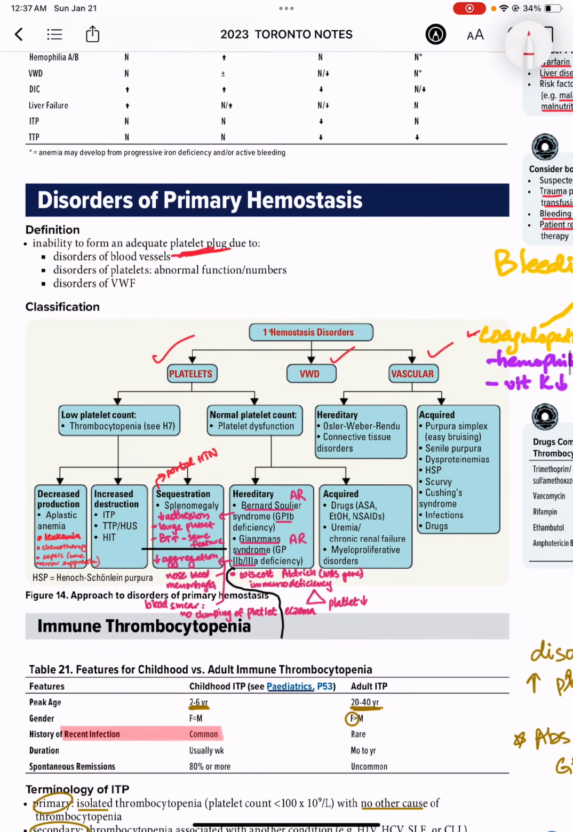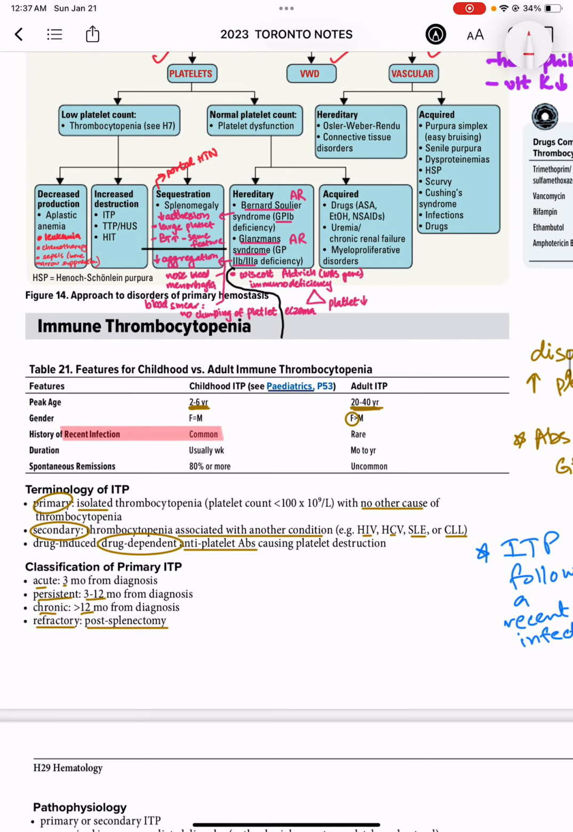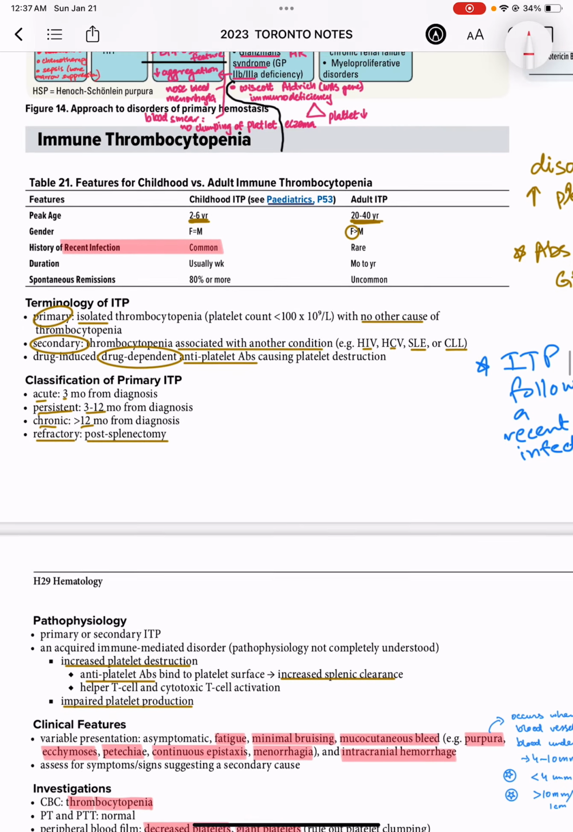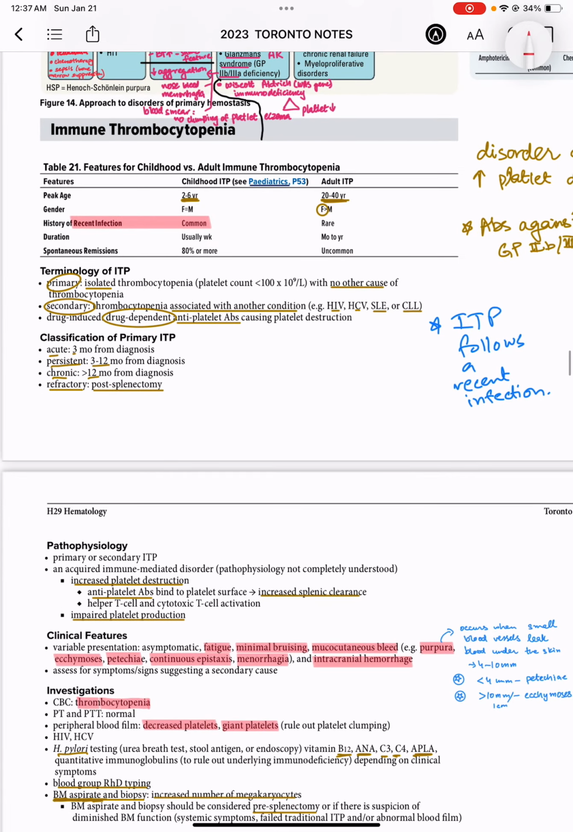We are talking about bleeding disorders, and in primary hemostasis, we are going to talk about the ones which have the abnormality present in the platelets. It could be either less production of platelets, or it could be more destruction of platelets. So we're going to start with ITP, immune thrombocytopenia.